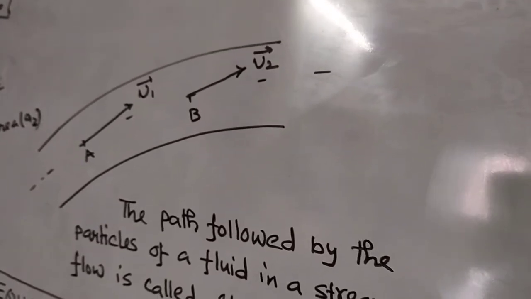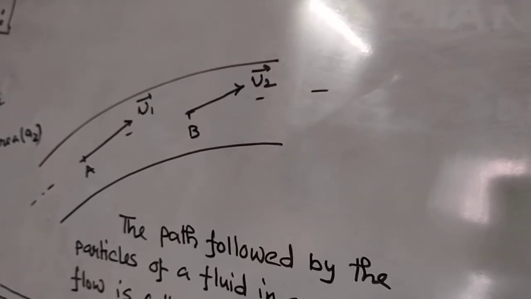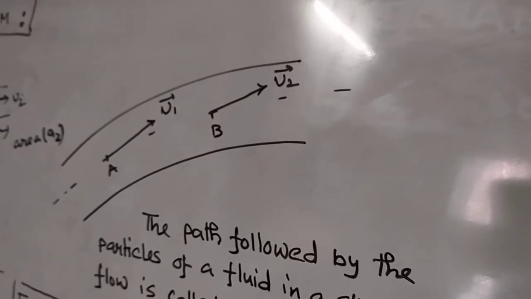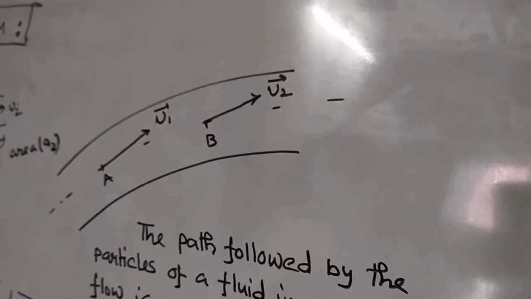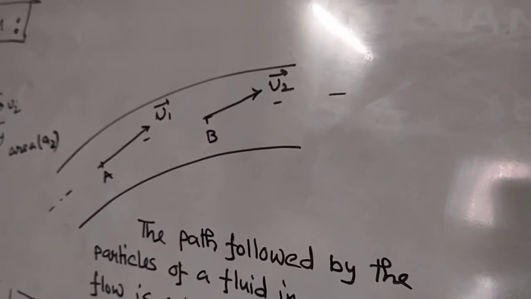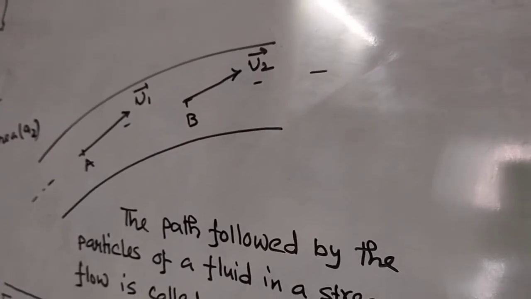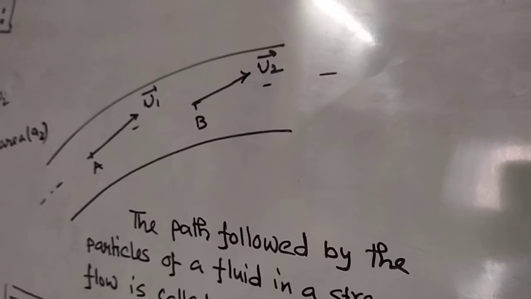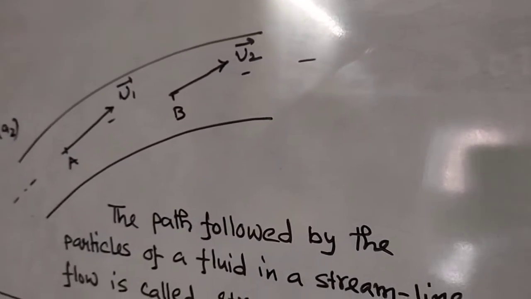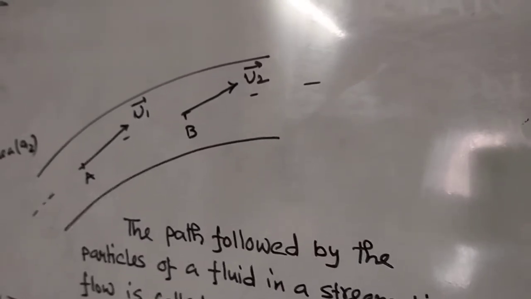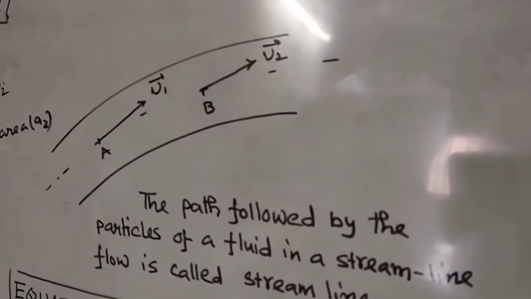So in streamline flow, there is a defined velocity at a specific point. When the particle reaches that specific point, it acquires the velocity specified at that point. Here the specific points are A and B, and the specified velocities are v1 and v2. Whatever particle comes behind, when it reaches A, its velocity automatically comes out to be v1, and when it reaches B, its velocity automatically comes out to be v2. If this happens, then that flow is said to be streamline flow.